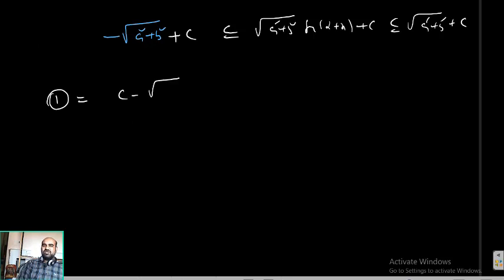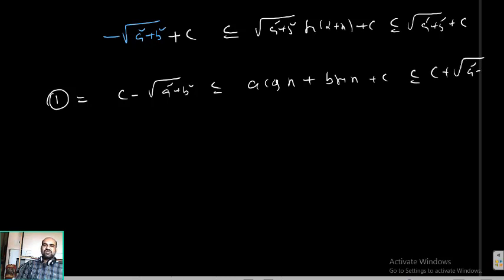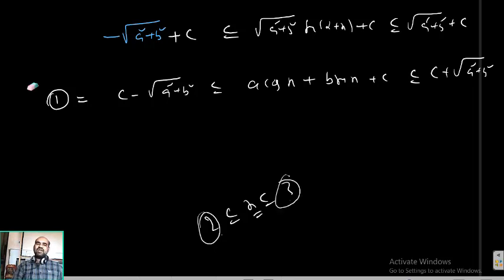C minus root over A square plus B square is less than or equal to A cos x plus B sin x plus C, which is less than or equal to C plus root over A square plus B square. For example, 2 less than or equal to x less than or equal to 3 means x lies between 2 and 3: the minimum of x is 2, the maximum is 3. Like that, what can I say?